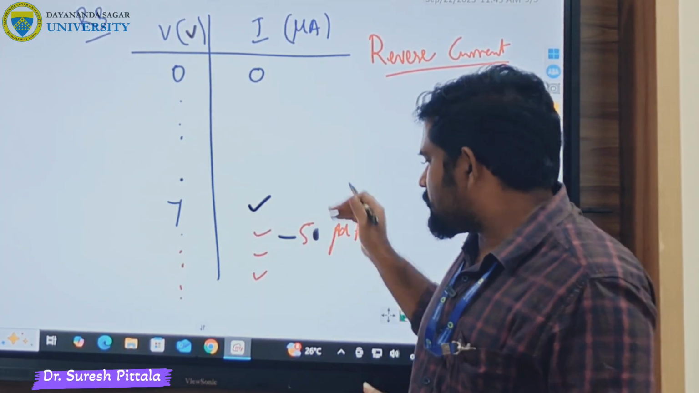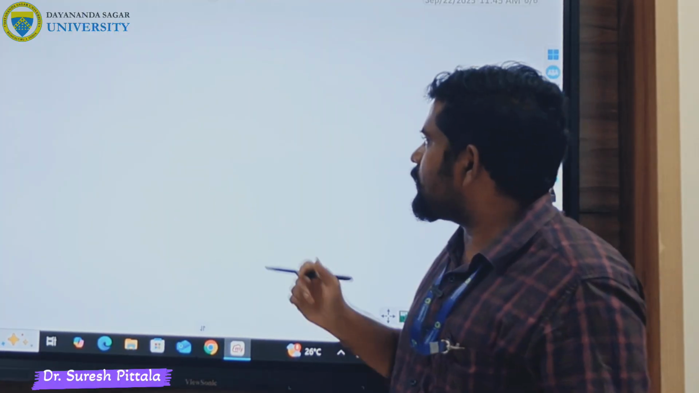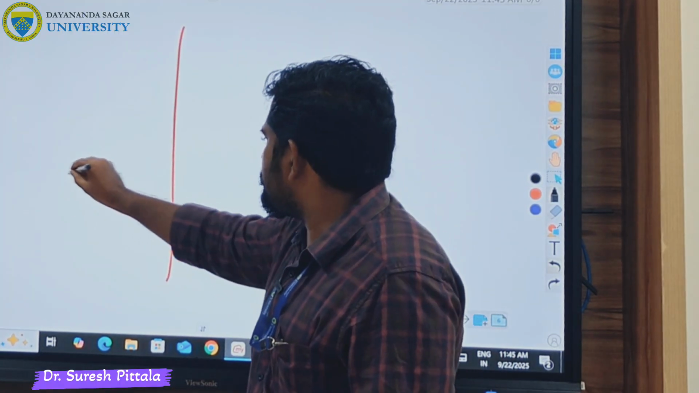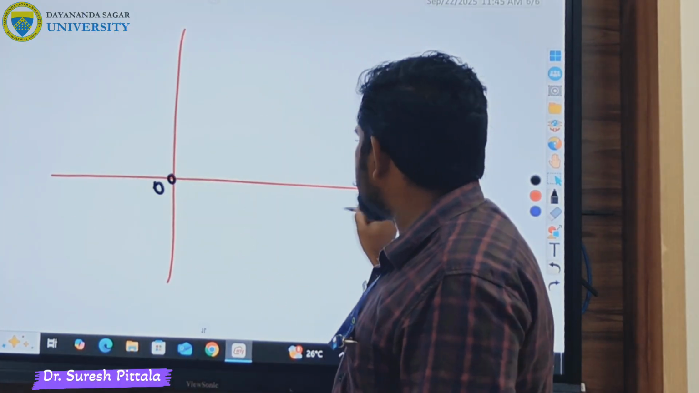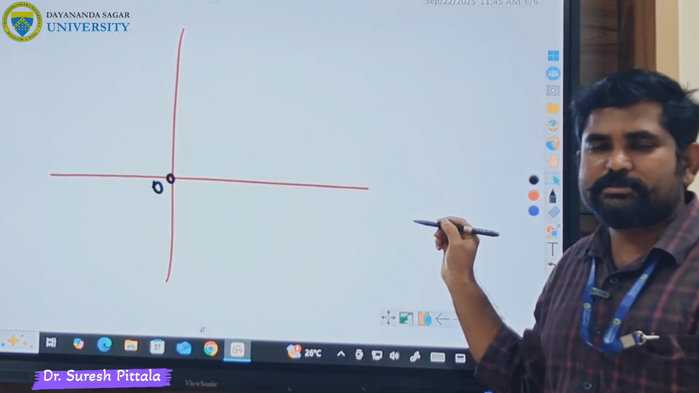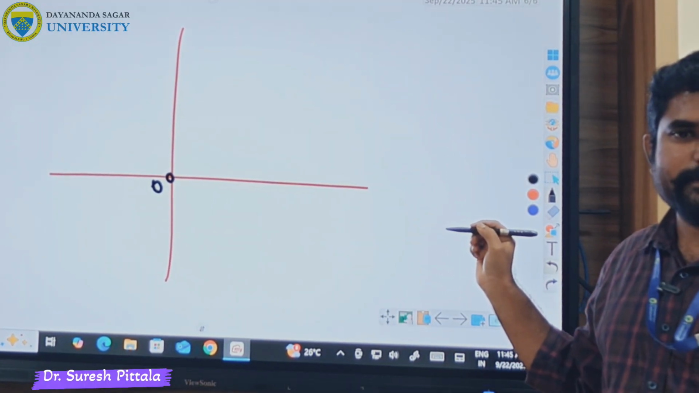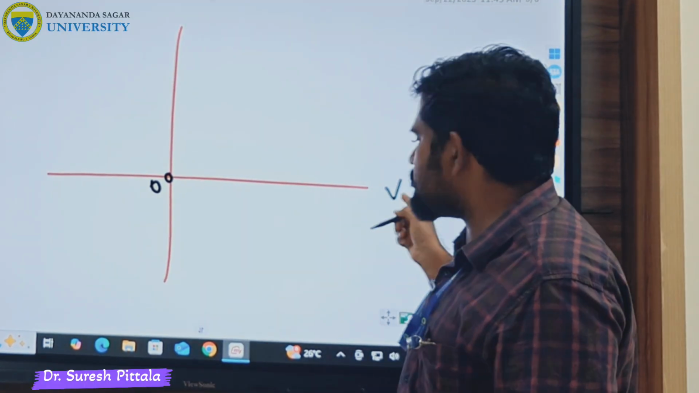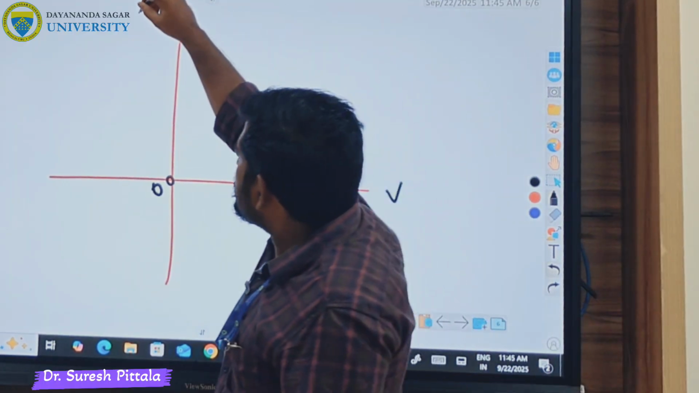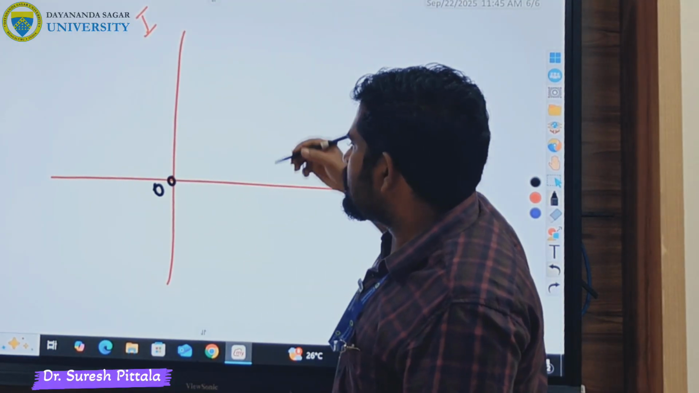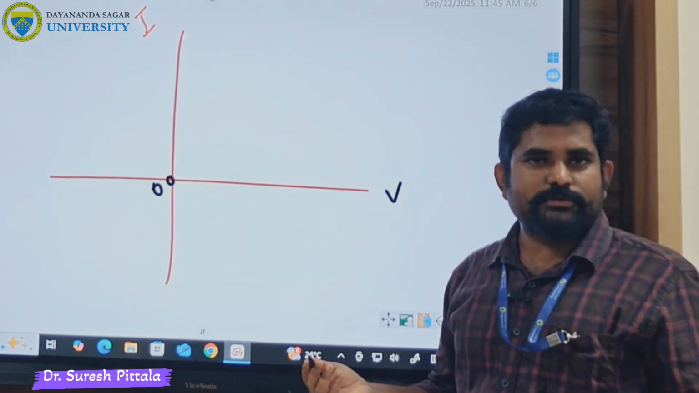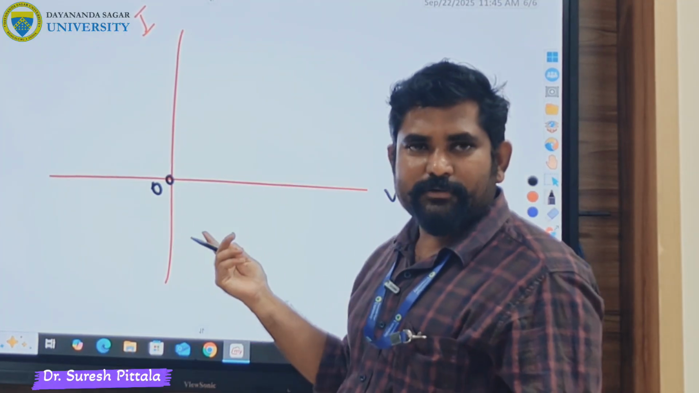After this table, you have to plot a simple forward diagram. X-axis, voltage or current? Voltage, because it is the independent variable and this is the dependent variable. You can use a single graph or two graphs, no issues. To see the overall effect, I will use a single graph.